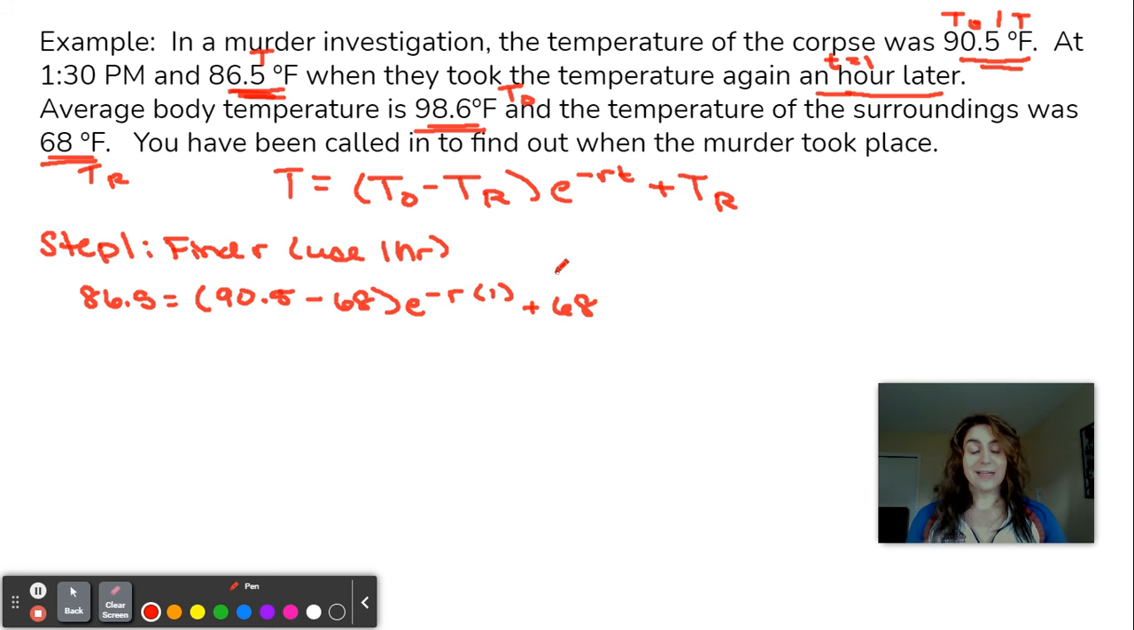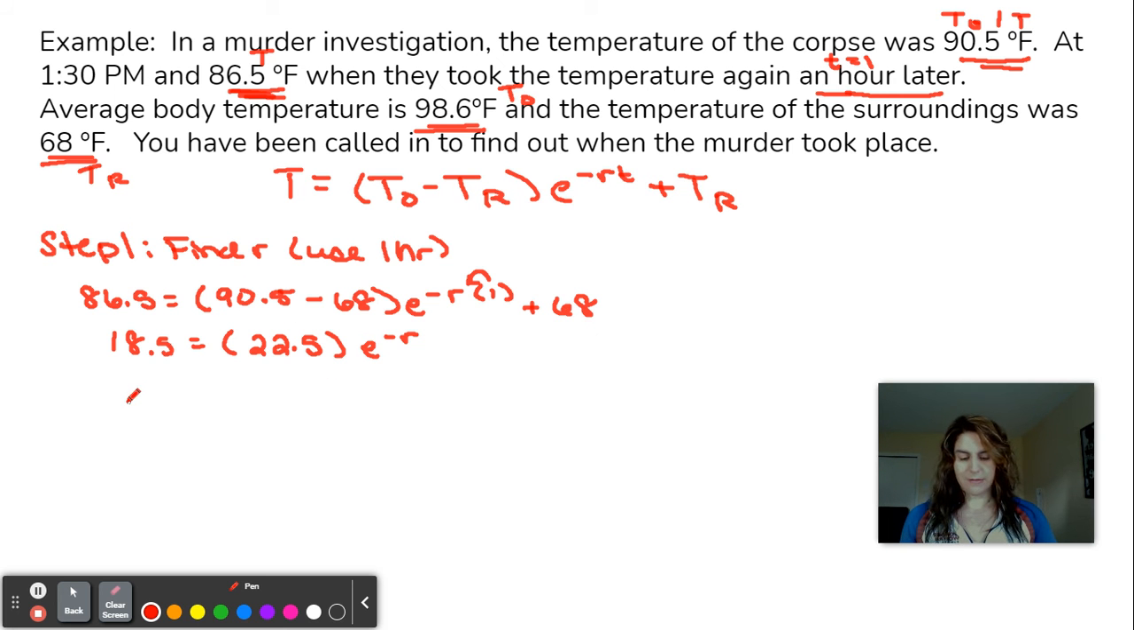Okay. Again, as we go through this, we're going to combine our like terms, do what we can. So I'm going to subtract the 68. We get 18.5. Combine those insides. 22.5 e to the negative r. If I multiply these two, 1 times r is just r. And again, we want to solve this.